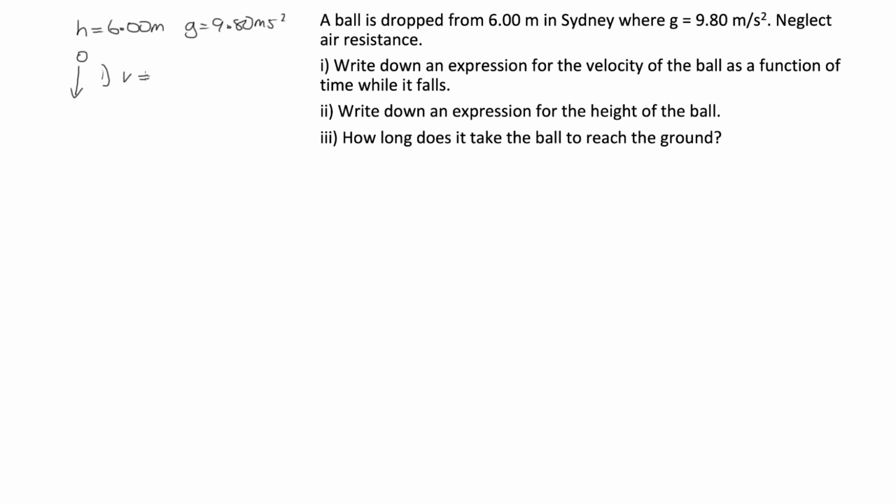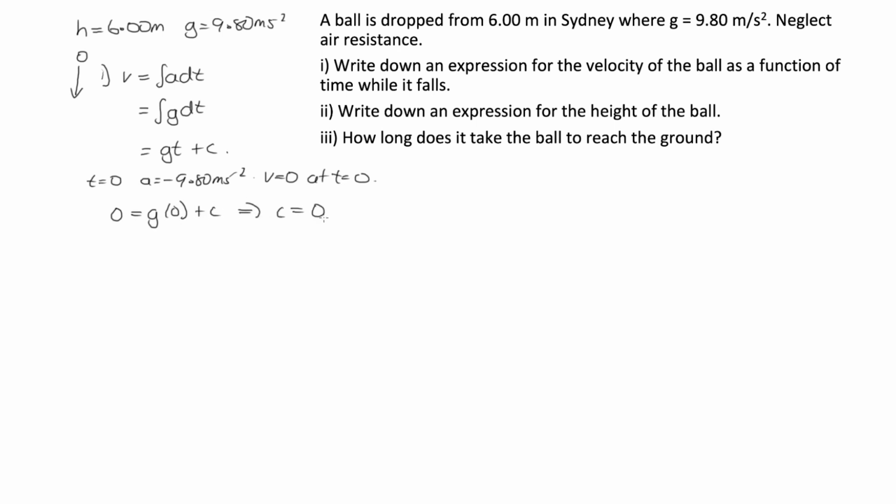So we know that to get the velocity from the acceleration, we need to integrate it. So this is equal to the integral of g with respect to t. So this is equal to gt plus some constant. Now at t equals 0, we've got that the acceleration is equal to minus 9.80 meters per second squared. So now if we assume that it's dropped from rest, we know that v equals 0 at t equals 0. So we've got 0 is equal to g times 0 plus c, which tells us that c must be equal to 0. So v is equal to gt, which is equal to minus 9.80 t.